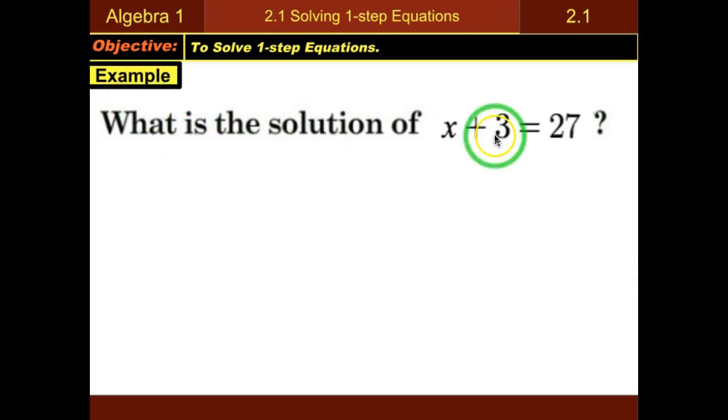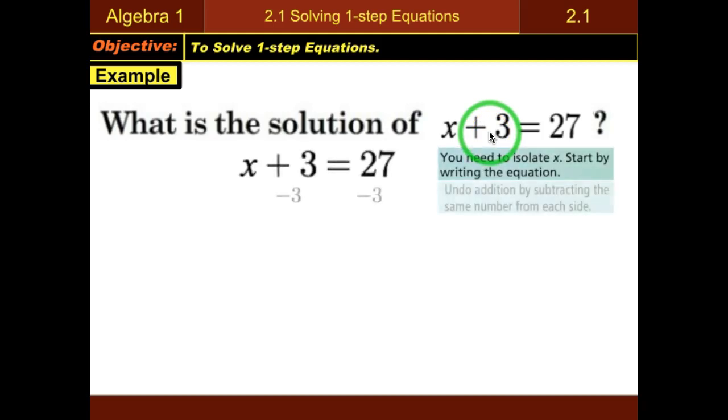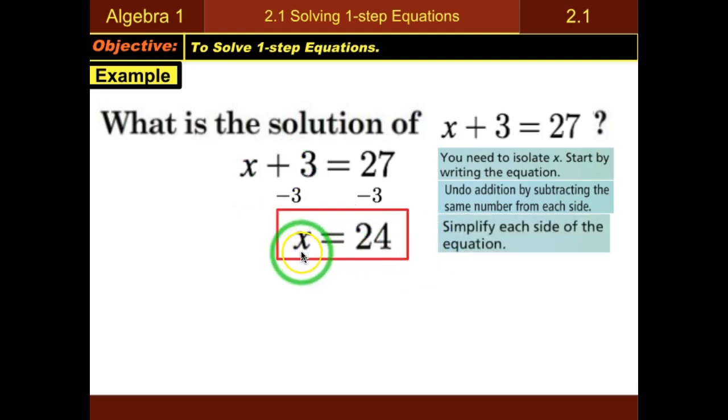So here's our first example, and you can see we have this plus 3. Remember, we're trying to isolate the variable. So to get the x by itself, I need to get rid of this plus 3. The quickest, most efficient thing is probably just to subtract 3, because plus 3 and minus 3 is 0. And if we have x plus 0, we'll just have x, and we've isolated the variable.